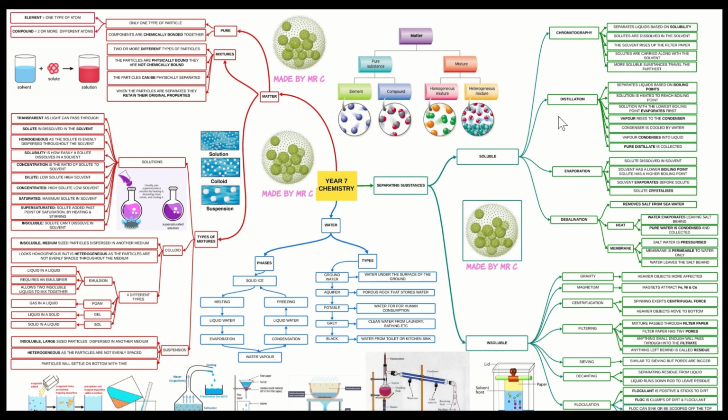Next, we have distillation. Distillation separates two liquids based upon their boiling points. That is, when they evaporate. The solution is heated to reach the boiling point, and the solution with the lowest boiling point evaporates first. The vapor rises up the column to the condenser. The condenser is cooled down by water, and then the vapor condenses into a liquid, and then the pure distillate is collected.